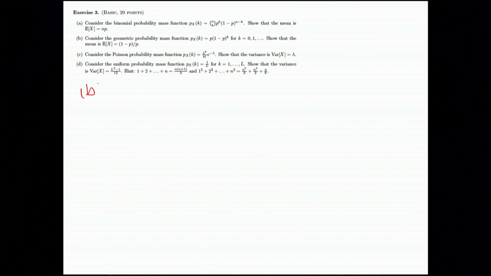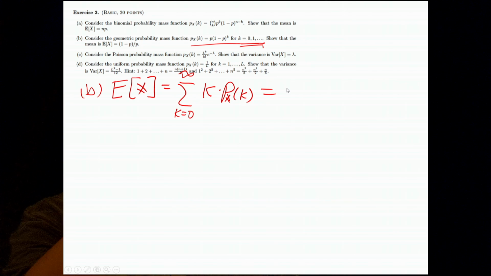Next, consider the geometric PMF and show that the expectation is (1 minus p) divided by p. Again, when we want to calculate the expectation, we follow the basic definition: consider all the possible outcomes times their weightings. The weighting is just the PMF. For the geometric, k is from 0 to infinity, so it's all the possible outcomes.